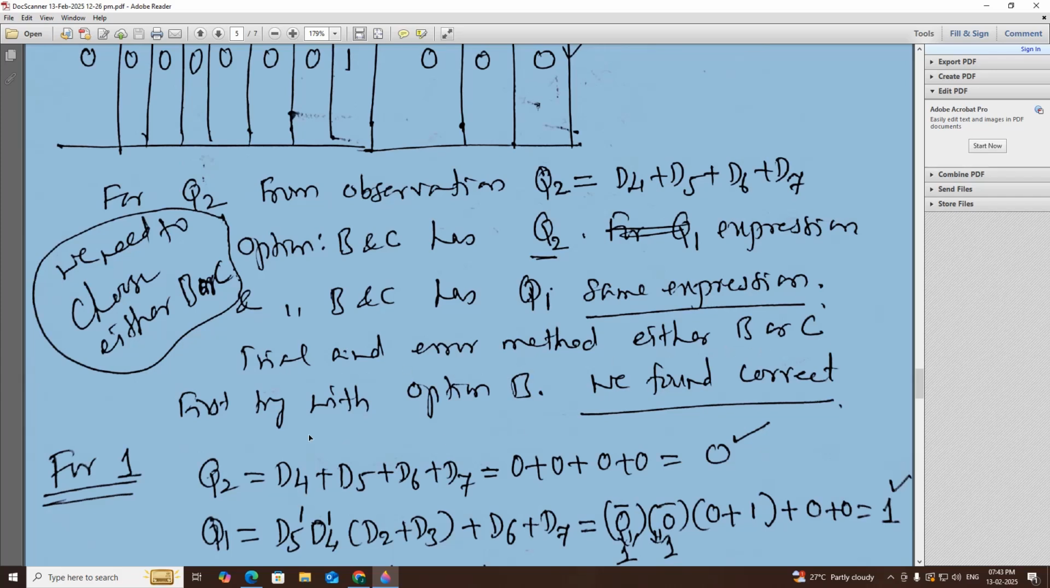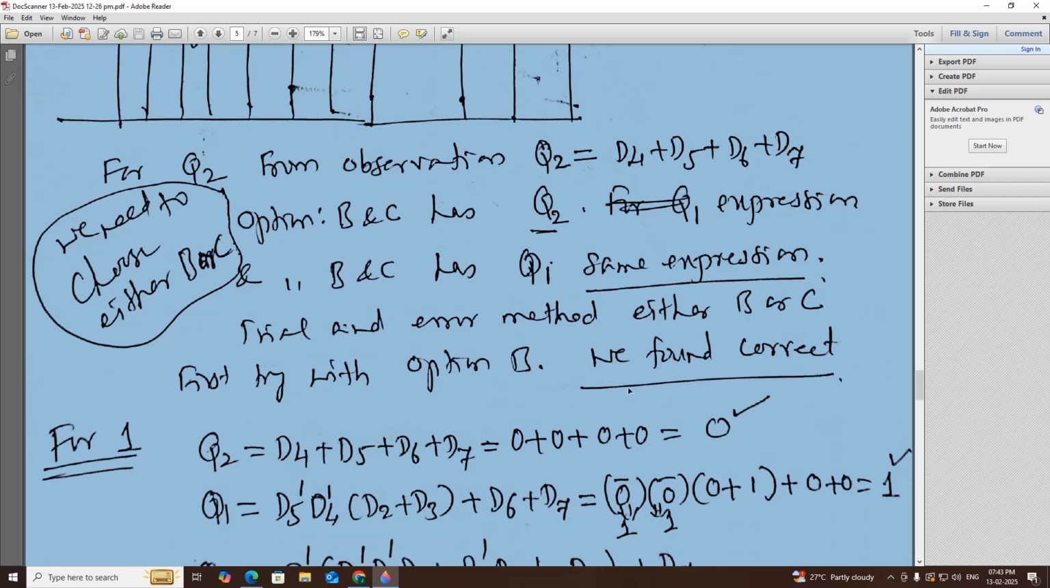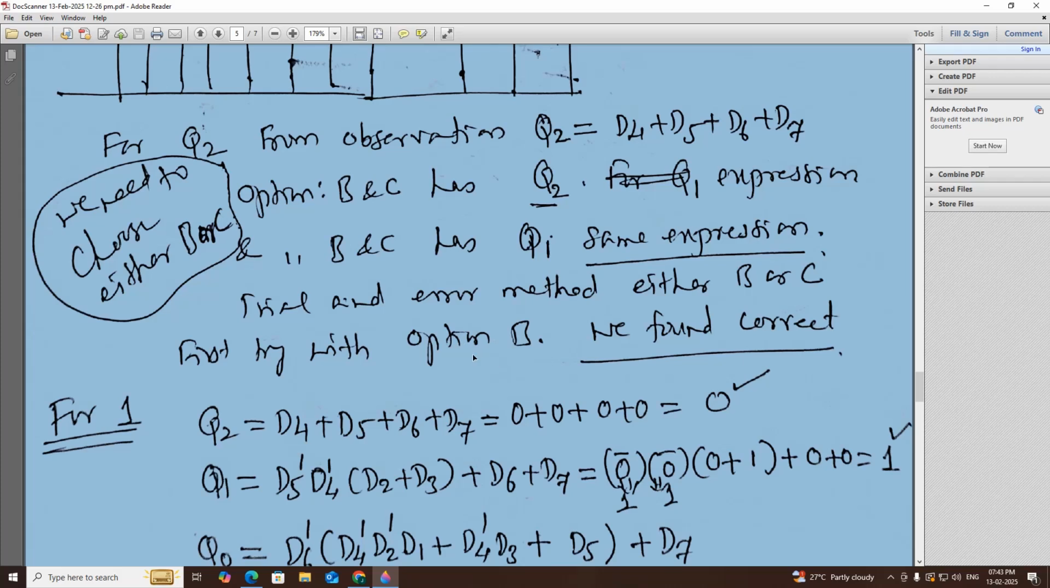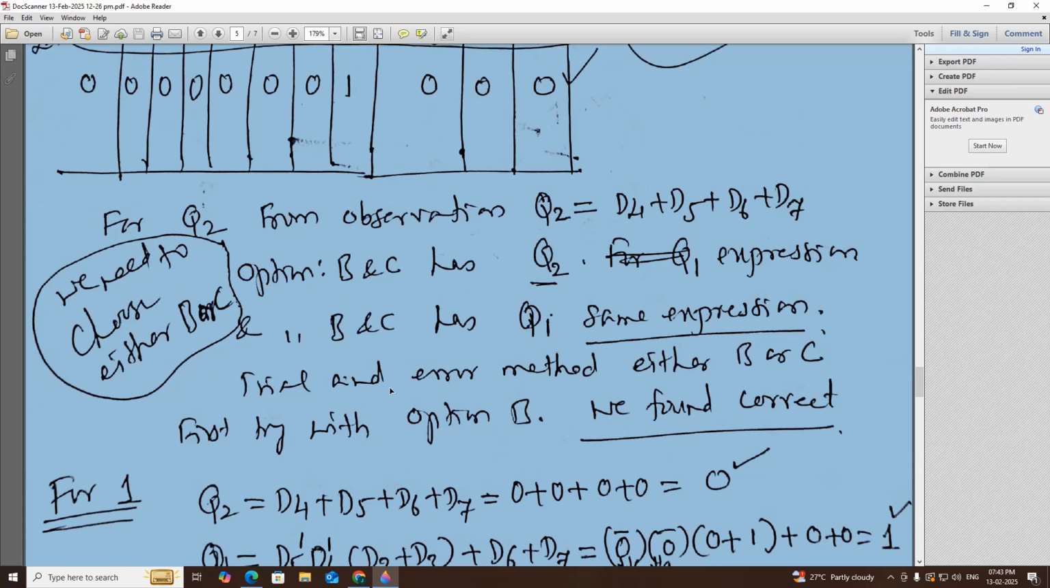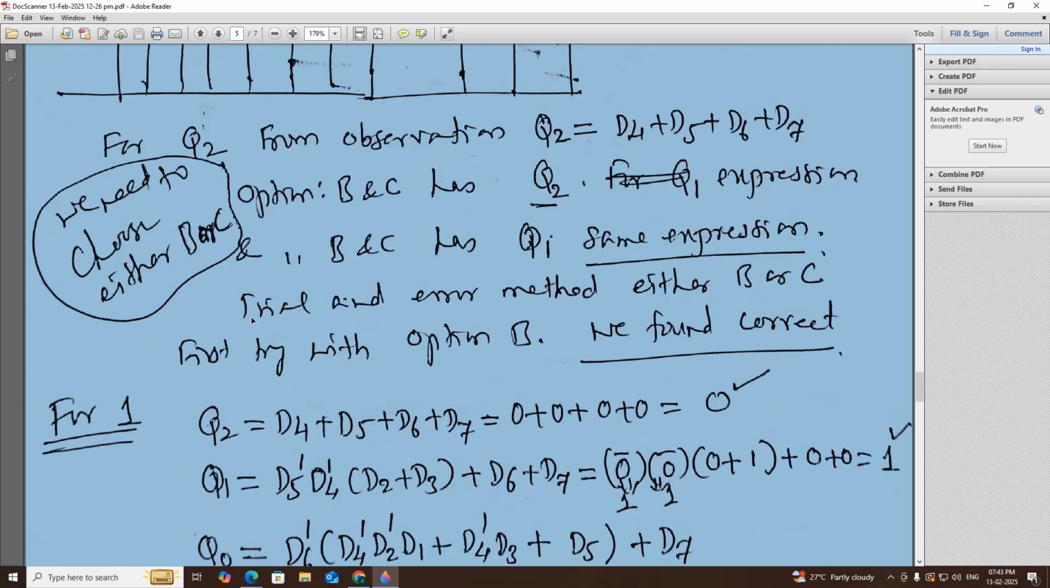So we try with option B, and we found it is correct. So how did we find it is correct? Option B is correct. So we know the expressions for Q0, Q1 and Q2. So we will apply the trial and error method.